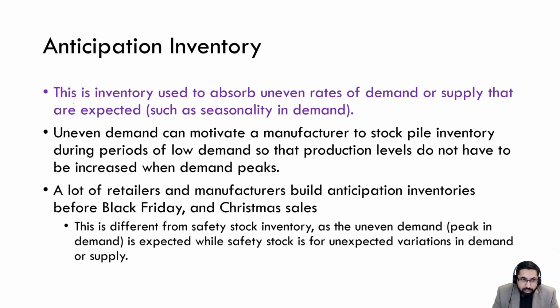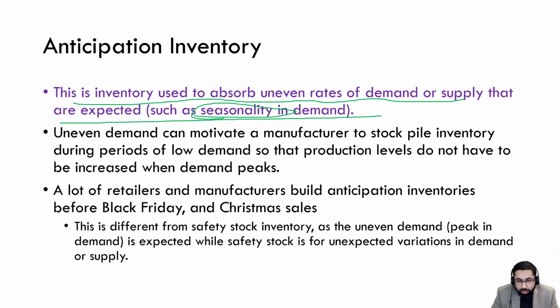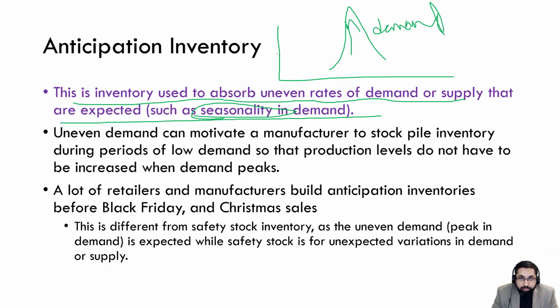Anticipation inventory, which we talked about earlier, is used to absorb uneven rates of demand or supply that are expected, such as seasonality in demand. Every year as a chocolate manufacturer, we know we're going to sell a lot at Valentine's. Every year as a meat supplier, we know we're going to sell a lot of turkeys around Thanksgiving. So it's expected, but there is some event or time period over which demand just goes up. There's a spike in demand. And so we might have to build inventory before the spike, so we have a big pool of stuff ready to be sold during that spike.